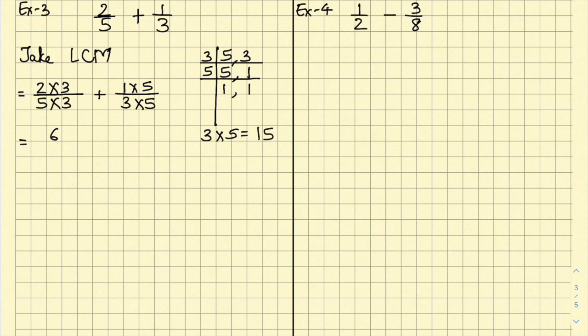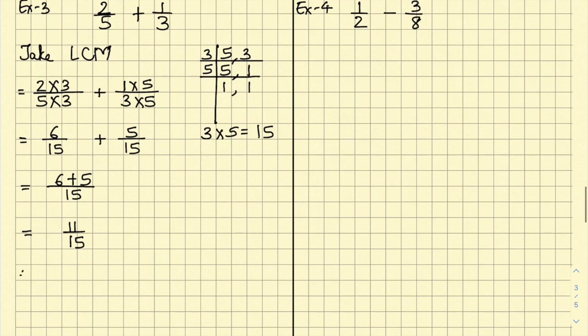2 threes are 6, 5 threes are 15, plus 1 five is 5 and 3 fives are 15. Here the denominators 15 are absolutely the same. So 6 plus 5: when you add 6 and 5 you get 11 over 15. And 11 and 15 do not go in any common table. Therefore 2 over 5 plus 1 over 3 is equal to 11 over 15.